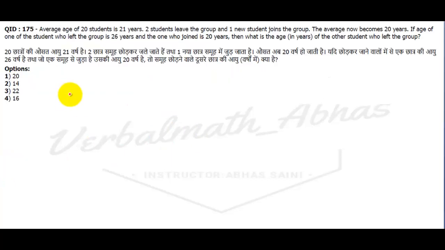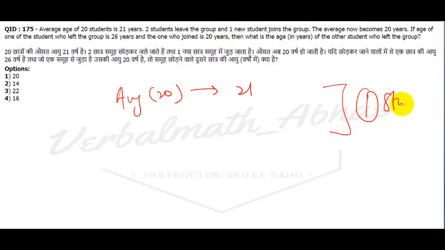Now this is your last question. This is a good quality question. The average age of 20 students is 21 years. 2 students leave the group and 1 new student joins the group. So the cumulative effect is only 1 student.